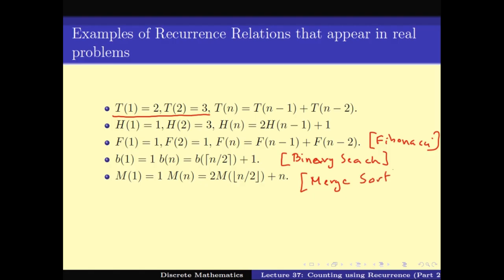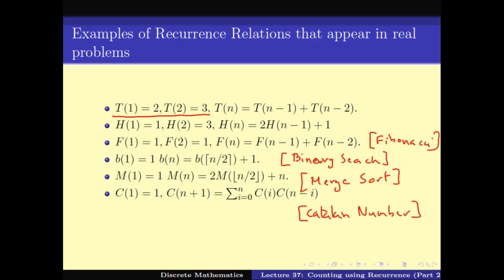So various algorithms produce different types of such equations. And the equations can be much more complicated, like this, where C_n is a sum of products, and these are called Catalan numbers. Now, these are examples of recurrence relations. A recurrence relation, as you can see, is where the nth term is written as a function of the previous terms.